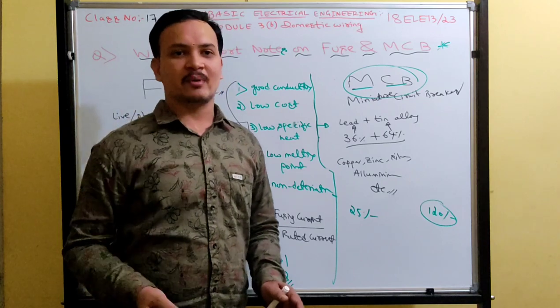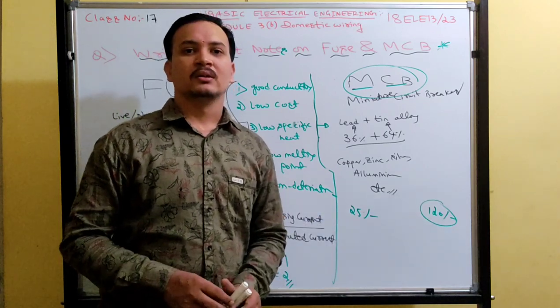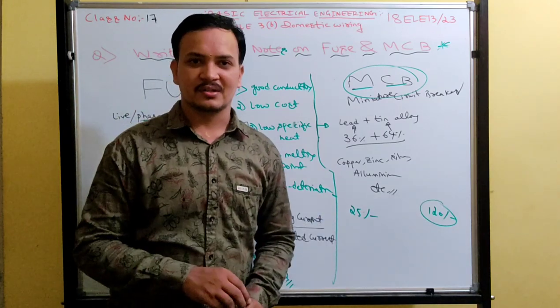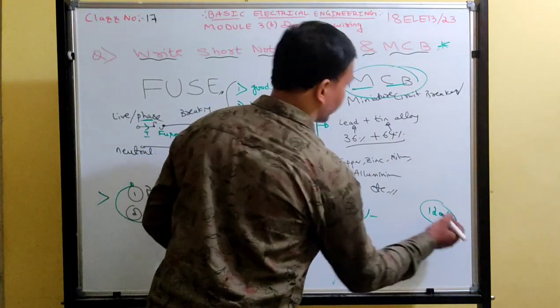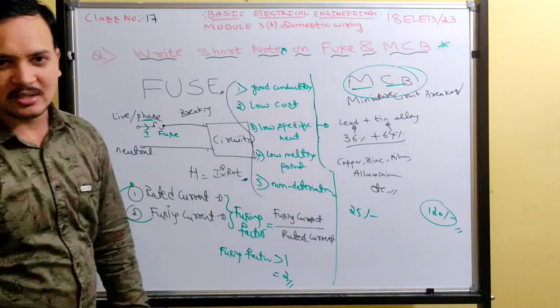So instead of replacing n number of times, use the automatic device. It breaks the circuit and makes the circuit. Okay, got it. I hope, guys, this much is sufficient to write about fuse and MCB.